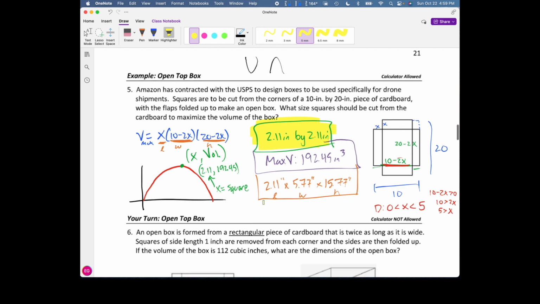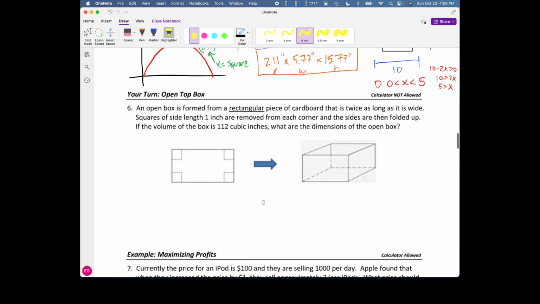All right, you have your turn, so you should pause the video and try this one on your own. You're probably not going to, so I'm just going to jump right into it. An open box is formed from a rectangular piece of cardboard that is twice as long as it is wide. So I'm going to say like 2x by x, and it says squares of length 1 are being removed. So this is the easier of the 2 variations.